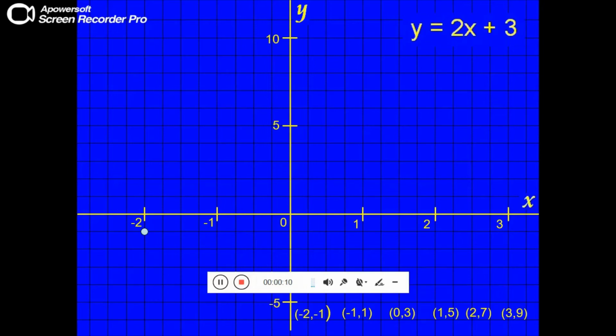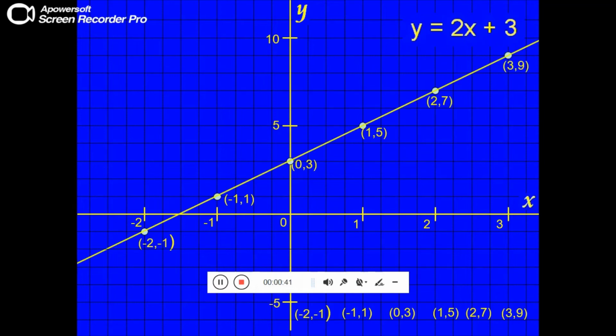Let's do the first one. So this is (-2, -1). Then the next point, (-1, 1). Then (0, 3). Why? Because the graph of this straight line cuts the y-axis at this point. Then (1, 5), then (2, 7), and the last point is (3, 9). Then we will join the points and draw the line.